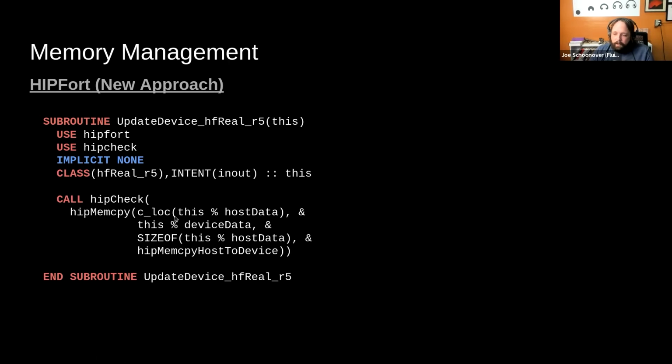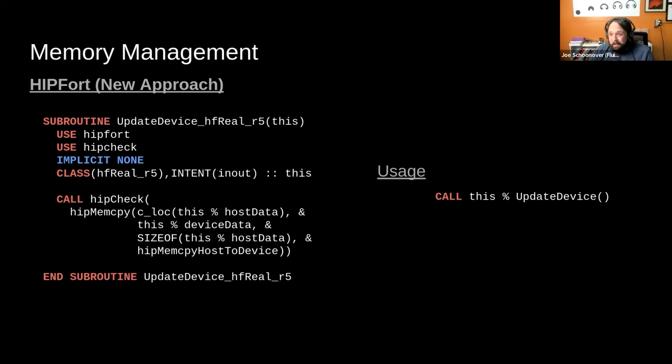In this case, if we're doing update device, the one thing you do have to do is, whenever you're referencing that host data, pull out the C location for the Fortran pointer, because the hipMemcpy routine expects to have a C pointer. And then of course your device data is already a C pointer, so that's good to go. In some sense, it looks very similar to the C API for hipMemcpy, or cudaMemcpy. It's just in Fortran syntax now. The hitch again is that you do have to use these C pointers.